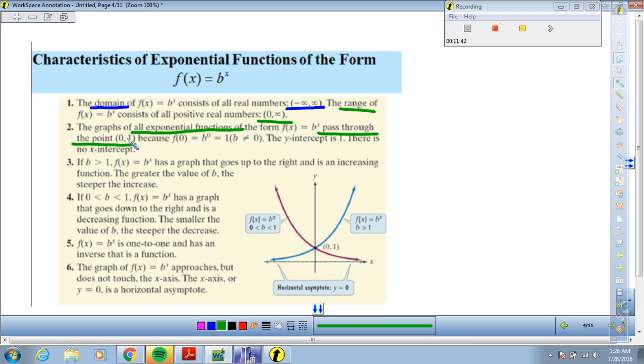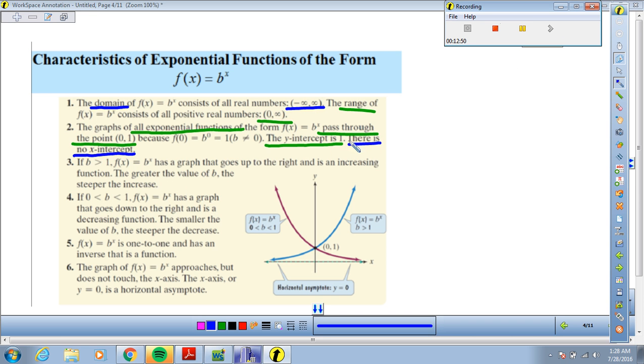Since the graphs of exponential functions in this form are going to pass through (0, 1), you can see that point right here. That also becomes the y-intercept. So the y-intercept is 1. There is no x-intercept. That's another fact that you have to memorize. There is no x-intercept in the exponential function.